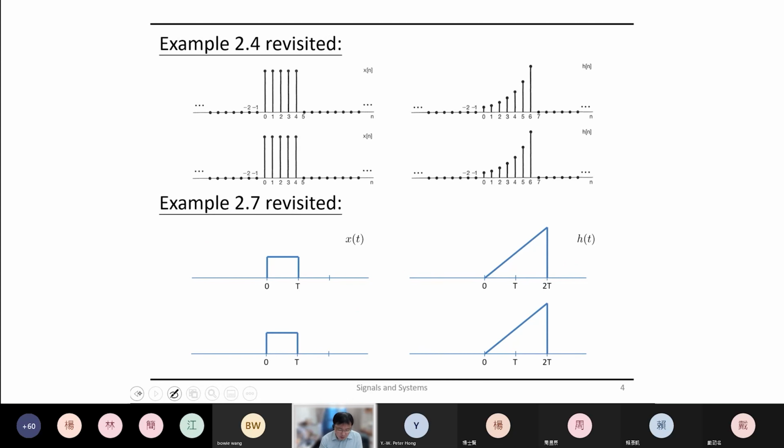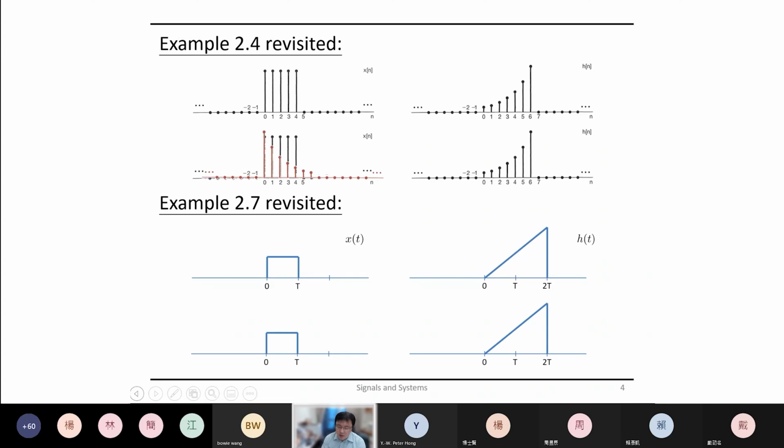Now, what does this mean? Previously, when we revisit this example 2.4, when we showed how to compute the convolution between x and h, we showed that we should first take the time reversed version of h and slide it through x. But what this commutative property tells us is that we can actually do this the other way around.